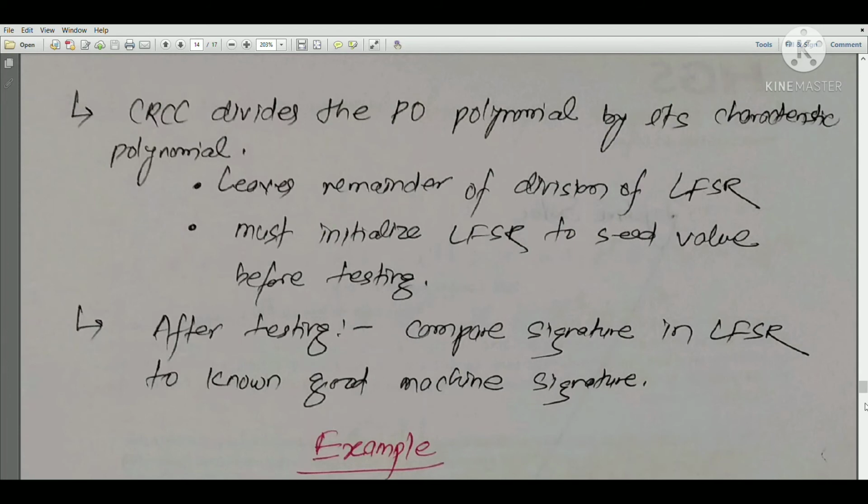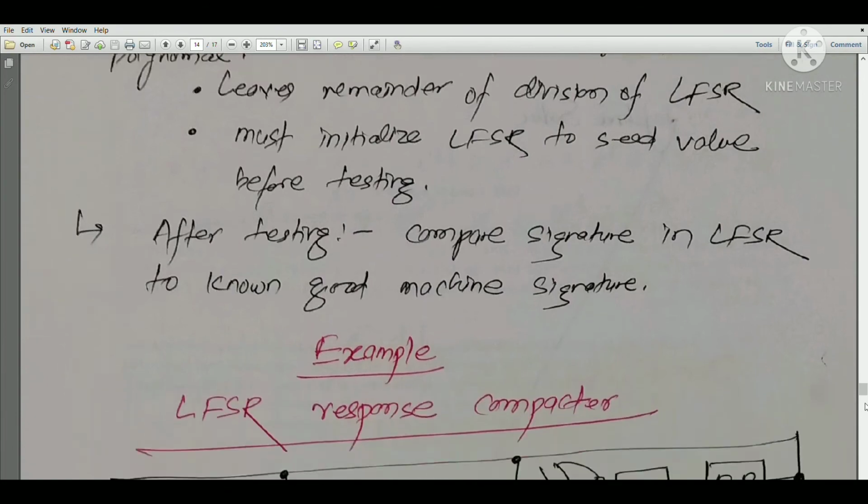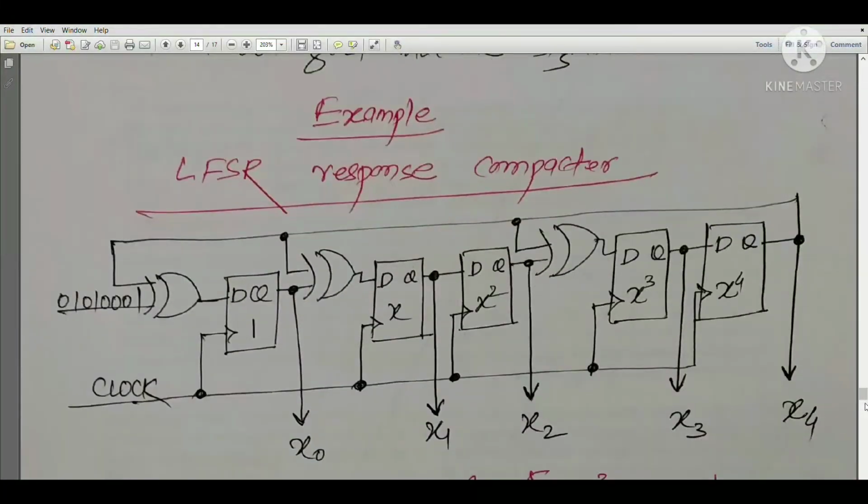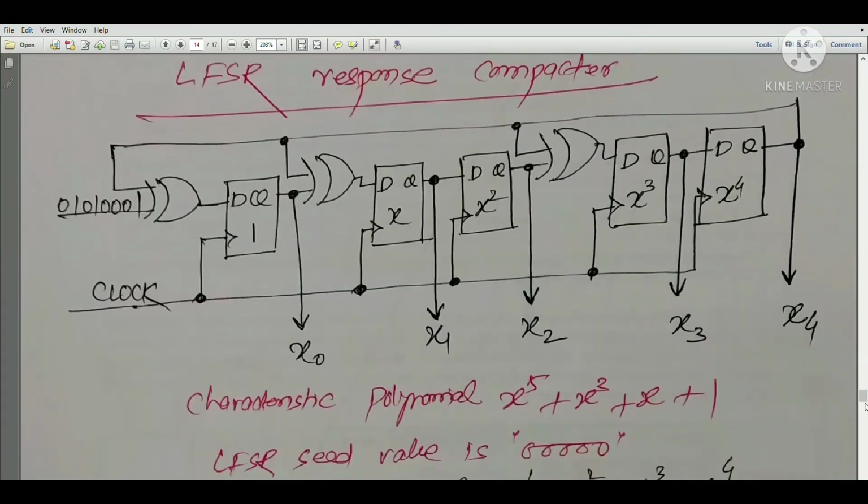Now, after testing, we compare the signature in the LFSR to the known good machine. If the signature matches, we say that the circuit is non-faulty, fault free, and if the signature does not match, we say the circuit is faulty. Let us see an example. LFSR response compactor, an example is there. So now we have a linear feedback shift register.